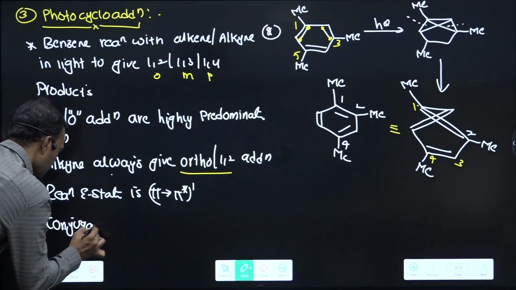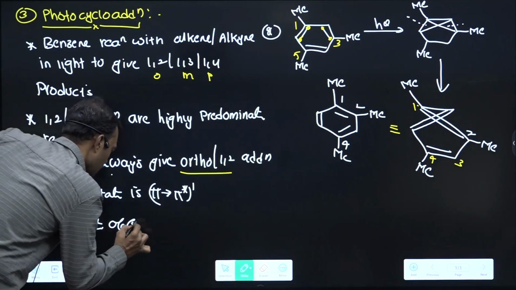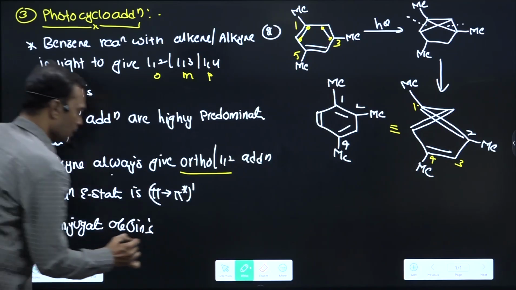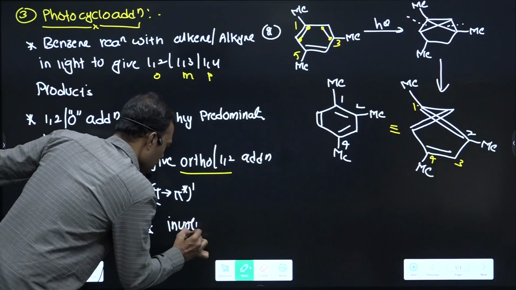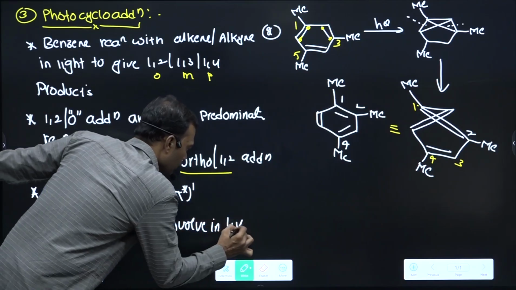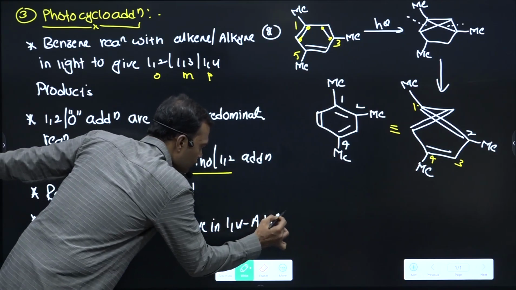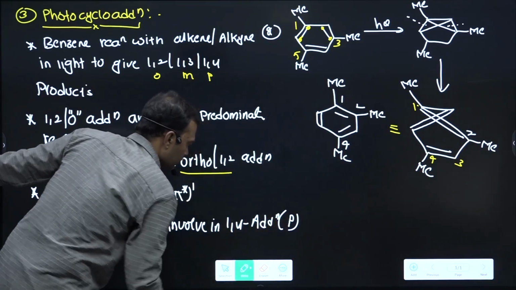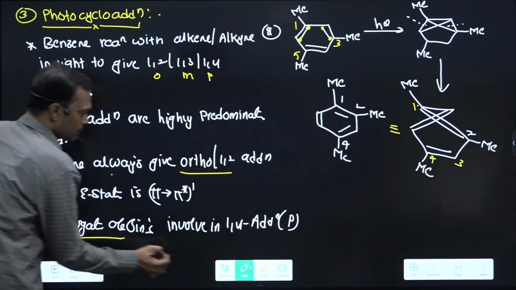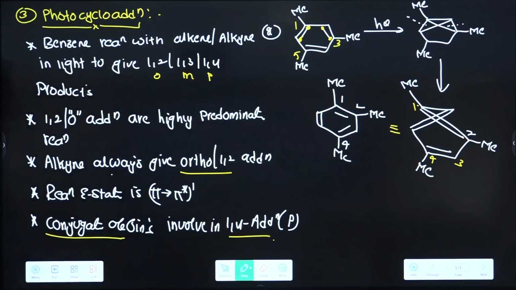And if I take any conjugated olefins or conjugated dienes, they are involved in 1,4 addition. This is called para addition. Conjugated olefins always give para addition, but all the remaining ones give ortho addition. Meta is minor.